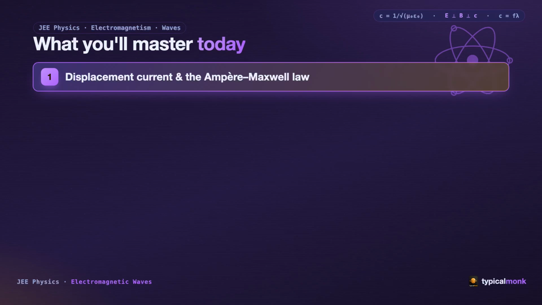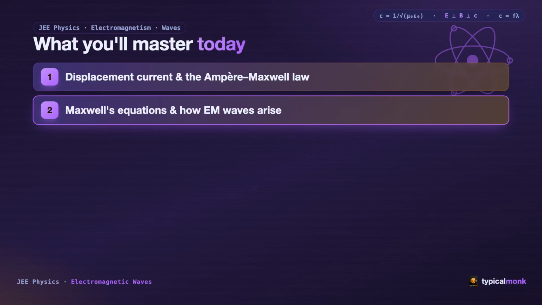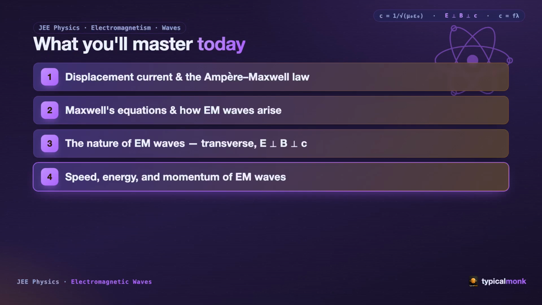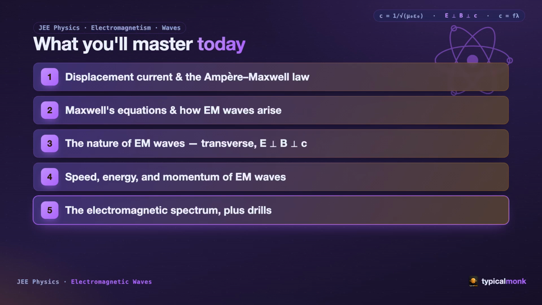First, the displacement current and the Ampere-Maxwell law. Second, Maxwell's equations and how electromagnetic waves arise. Third, the nature of these waves, transverse, with E perpendicular to B perpendicular to c. Fourth, the speed, energy, and momentum of these waves. And fifth, the electromagnetic spectrum, plus the drills.